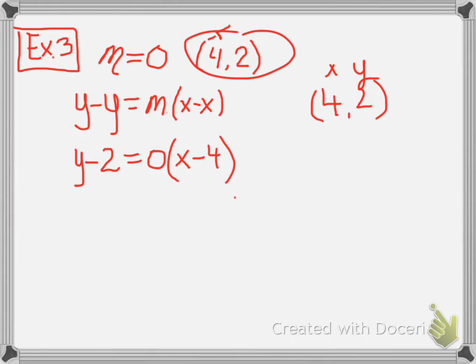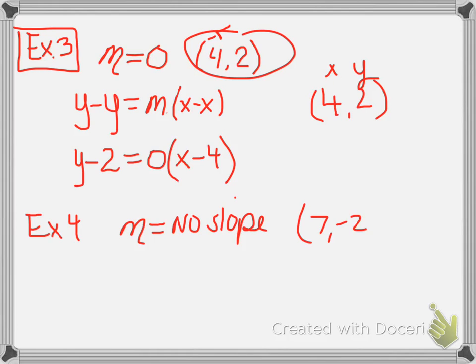What happens if you do have one where the slope is undefined? So example 4, maybe the slope is undefined, or no slope, whatever you want to call it. Let me think about this. No slope. The point would only have an x, so maybe it would be (7, 0).